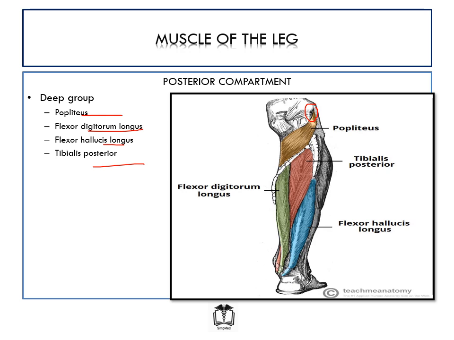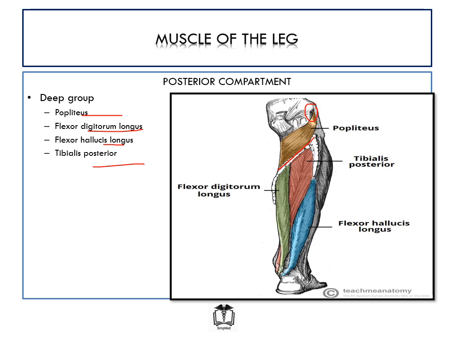The flexor digitorum longus muscle is the next muscle in the group. It originates from the posterior aspect of the tibia distal to the soleus line, so it's just below the soleus line. This is the soleus line in this image. Above it is the popliteus muscle, below it are the other three muscles. So the flexor digitorum longus just originates below the soleus line on the posterior aspect of the tibia.